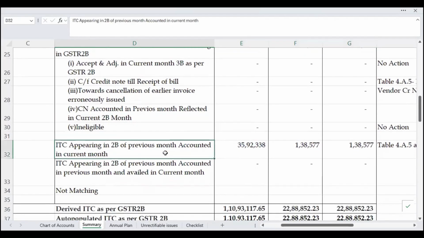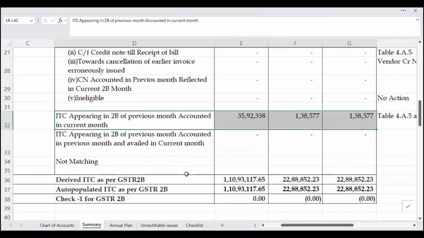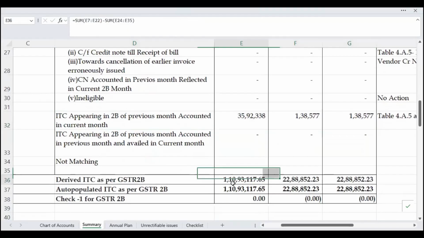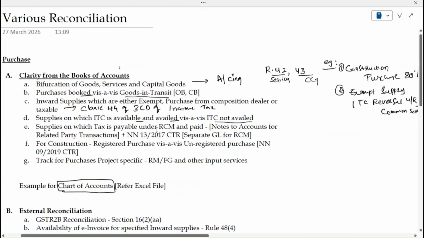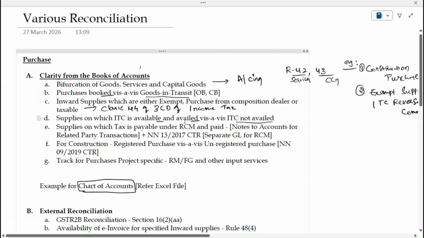ITC appearing in 2B of previous month, accounted in current month. Similarly, sir, in my books in the previous month, the credit came and appeared, like import of goods. 35 lakhs was appearing in the last month, which I have accounted in the current month. So I'm adding back this, which is not there in 2B, or I'm deducting in the books account. I match with GSTR 2B. This is the reconciliation I'm trying to do. So this is what we need to do with respect to your input tax credit. Supplies on which ITC is available and availed, or ITC is not available. So this is something every month we need to do.